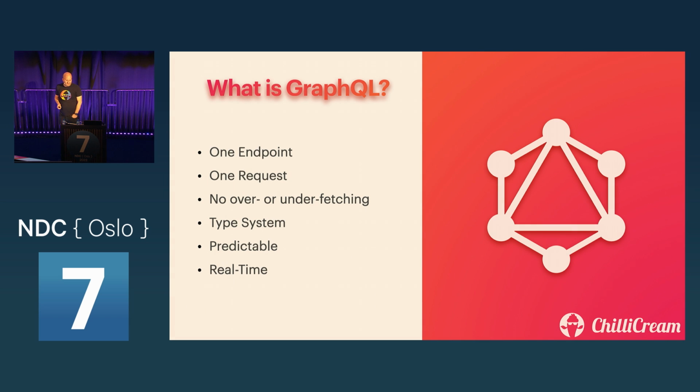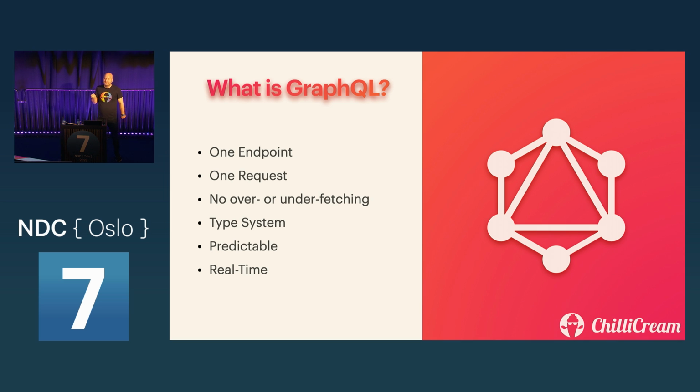So what is GraphQL? GraphQL is an API technology, a query language, and a runtime to fulfill these queries. There's only one endpoint in a GraphQL setup. And to this one endpoint, I can issue any request. I can fetch all the data I need in one request. And there's no over or under fetching.